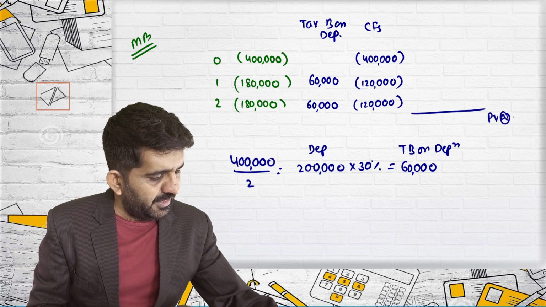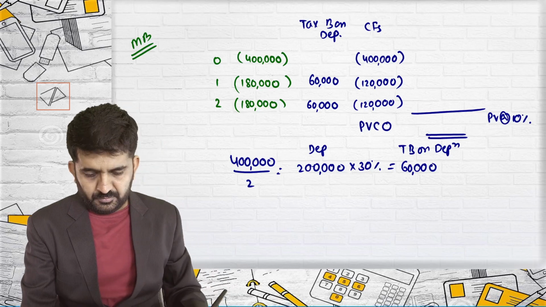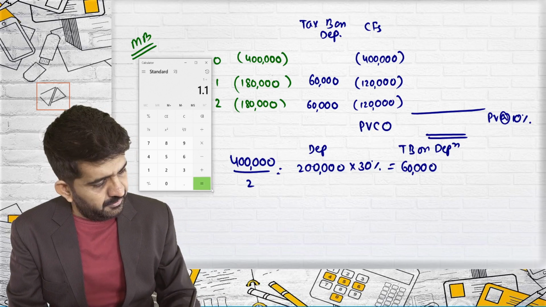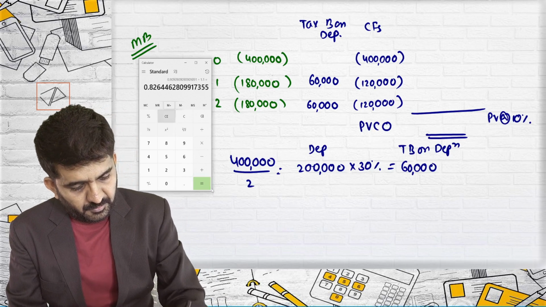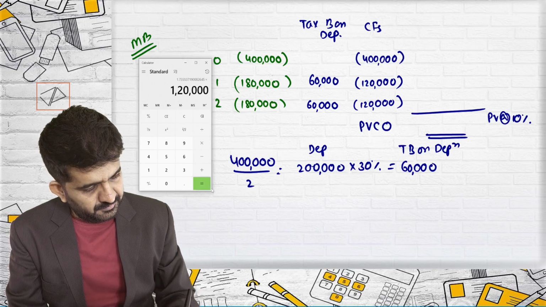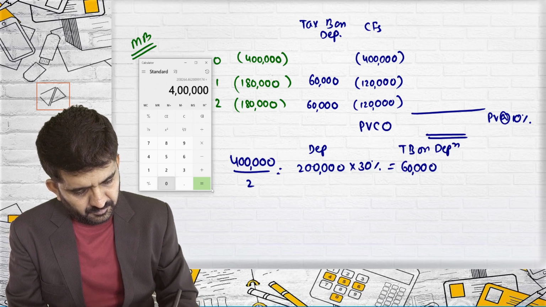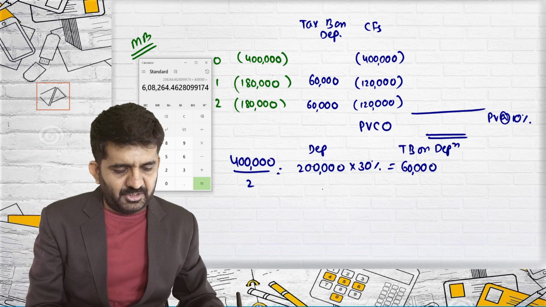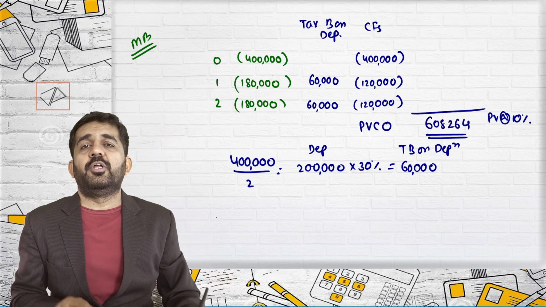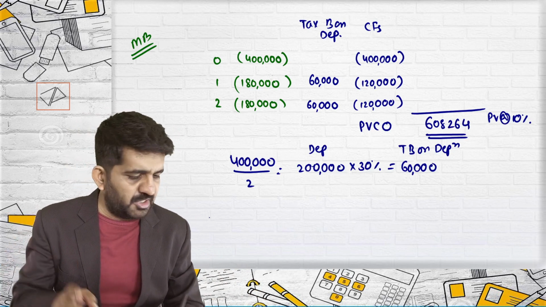Present value at the rate of 10%. This will be present value of cash outflow. 1 divided by 1.1 is equal to m plus, is equal to m plus, MRC multiplied by 1,20,000 plus 4 lakh. 6 lakh 8,264. Not a good answer for decision making, because one project is of 3 years, one project is of 2 years.